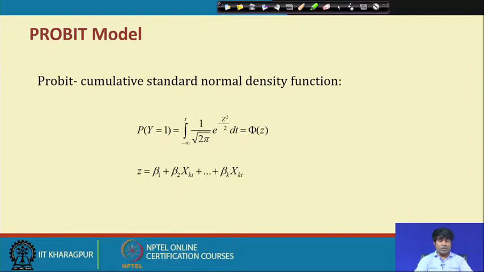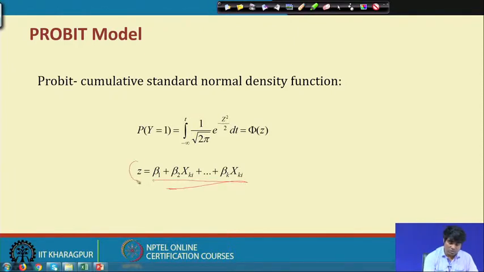And in the Probit model, like the previous case, log p upon 1 minus p equals alpha plus beta x 1, beta x 2 and so on. So here the same structure. That means technically there is no difference again. On this side it is more or less the same, only z is the transformation. So we have a linear probability model, we have a logit, and we have Probit.